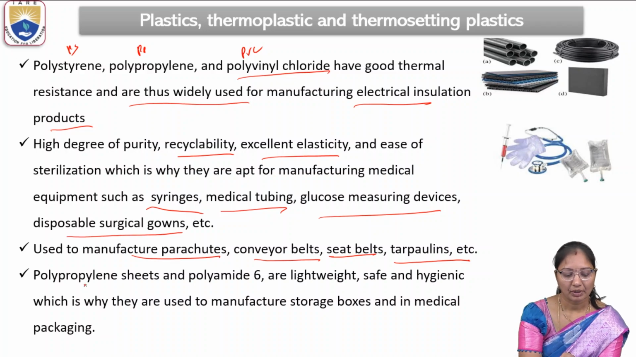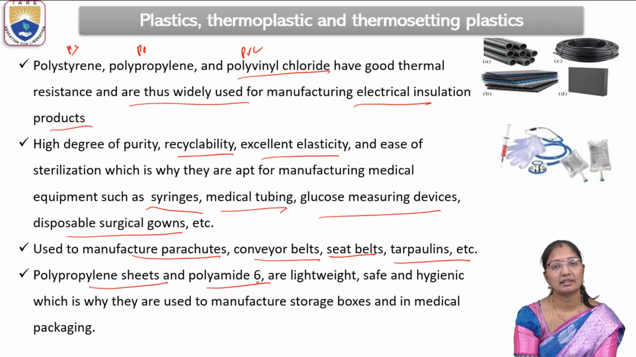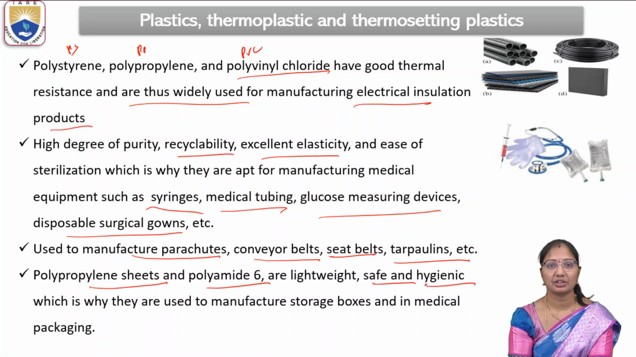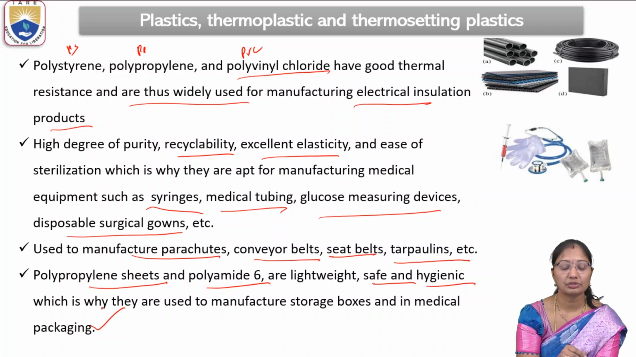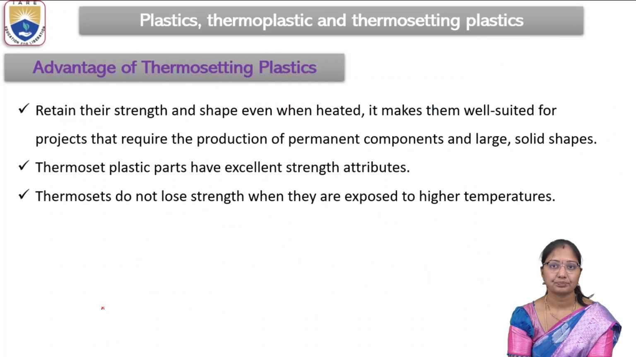These are made of thermoplastic polymers. Polypropylene sheets and polyamide sheets are very light in weight. They are safe and hygienic, which is why they are used in the manufacturing of storage and medical packaging, and also in food packing.